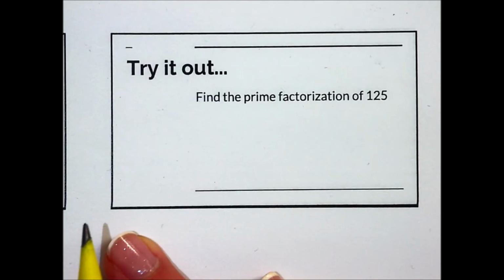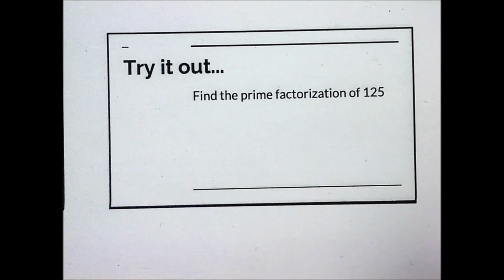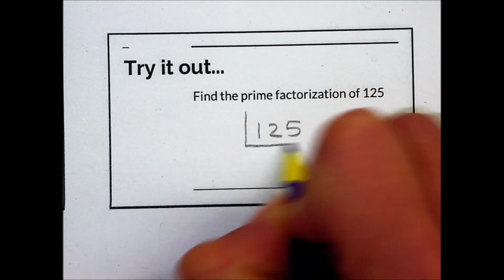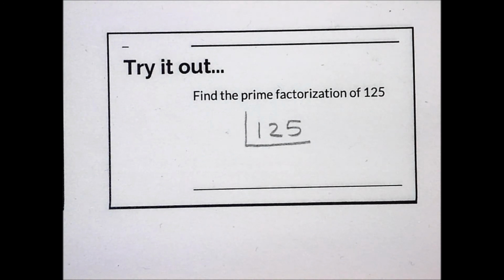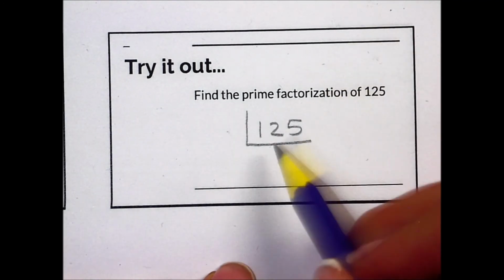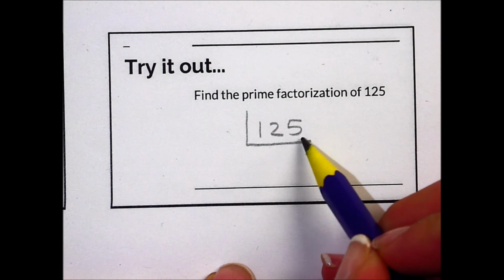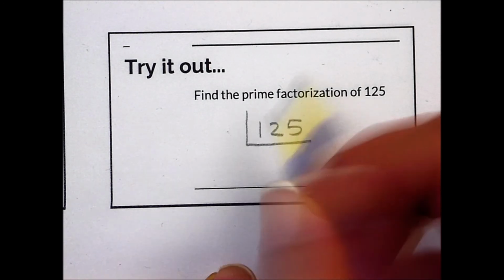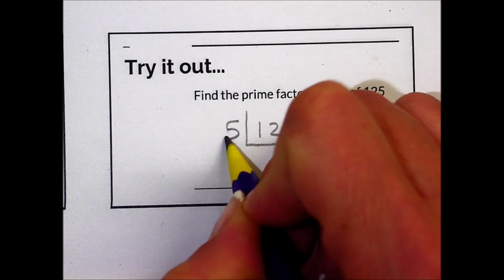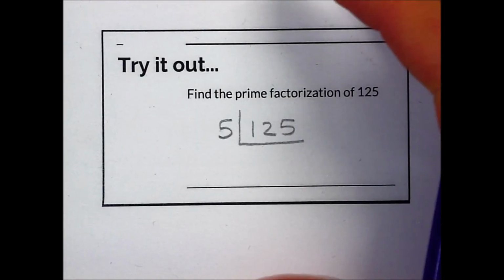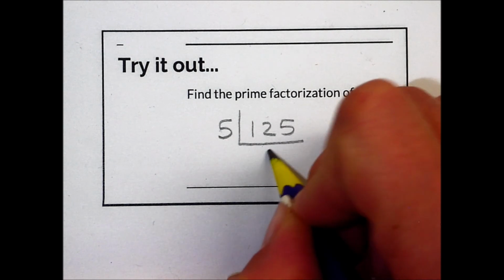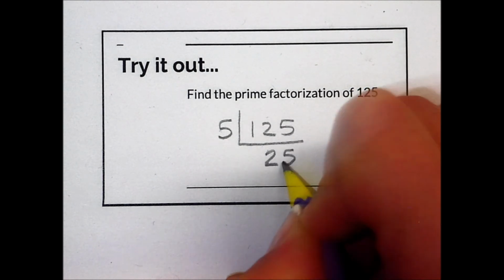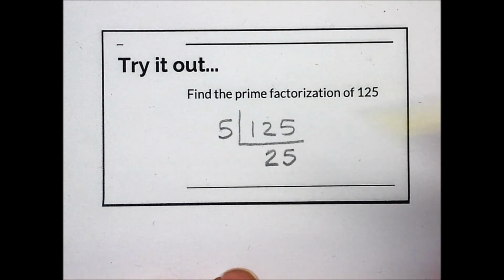Let's try it out using the ladder method this time. So we will put the number 125 into our ladder. Because I'm looking for a prime number, I'll think of my divisibility rules. I see that this number ends in a 5. If a number ends in 0 or 5, it's divisible by 5, and 5 is prime. 5 will go into 125 5 times. 5 times 25 is 125.